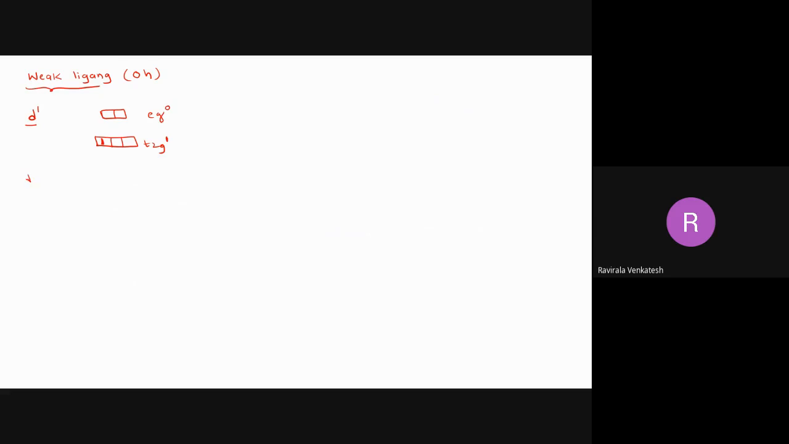Now if you have d2, here also you are having eg and t2g. You have to fill the two electrons like this, 1, 2. This will be t2g2, eg0. Next, if you have d3, again t2g and eg, and I have to fill electrons 1, 2, 3. Therefore, t2g3, eg0 configuration.